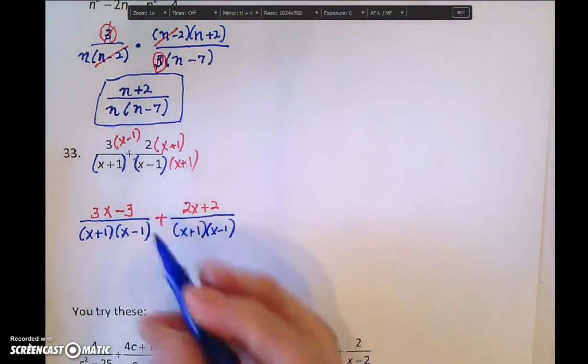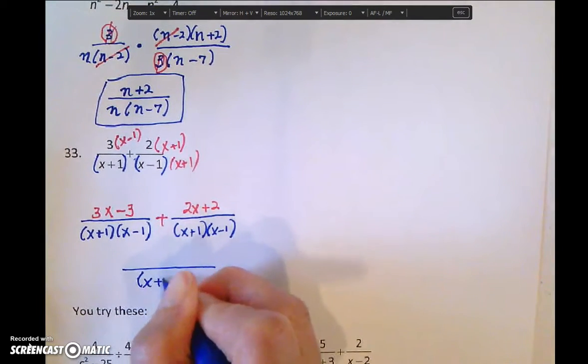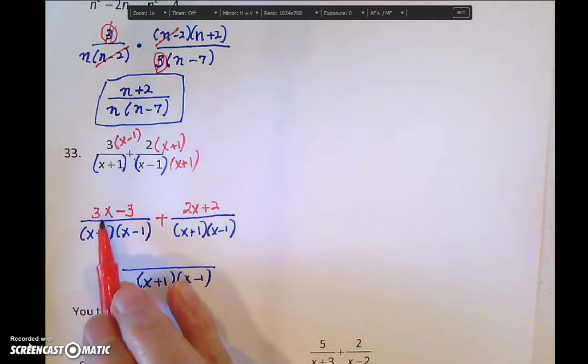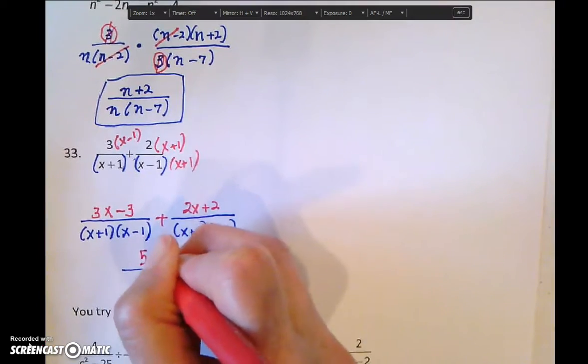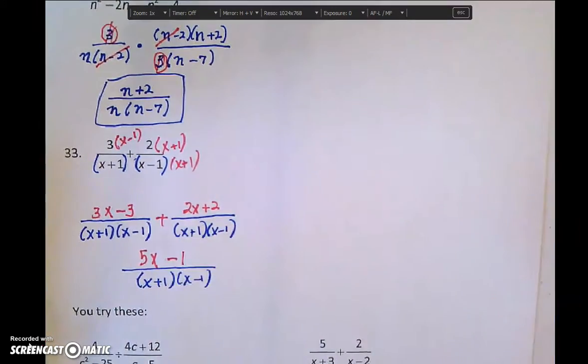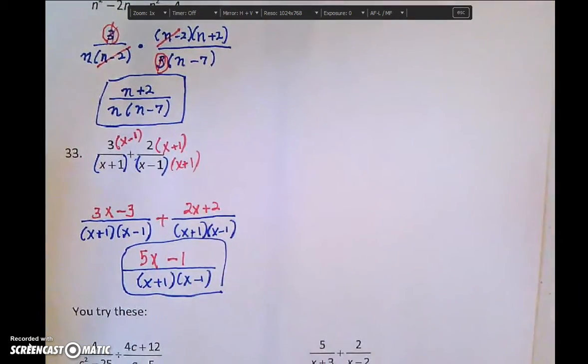Then to add, you keep that same denominator. So now my denominator is x plus 1, x minus 1. And I just add my numerators together: 3x plus 2x, combined like terms, that's 5x, and a negative 3 and a positive 2 is a negative 1. And this is my answer.